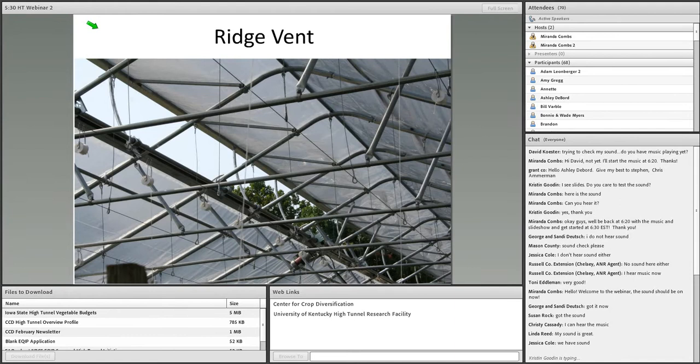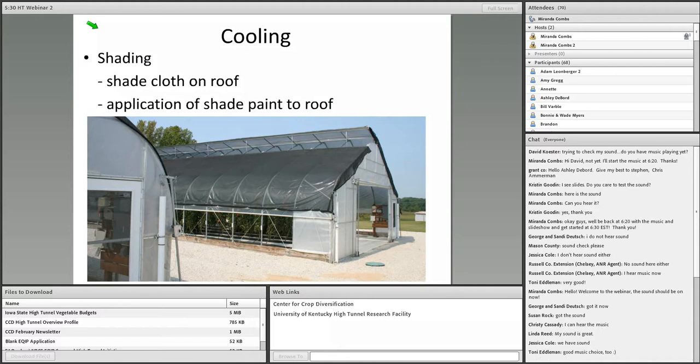Let's talk about cooling now. And the primary way to have cooling in a high tunnel really is shading. I've seen two different methods utilized in high tunnels and greenhouses. You've got shade cloth on the roof, as depicted here, and there's also the potential to apply shade paint.